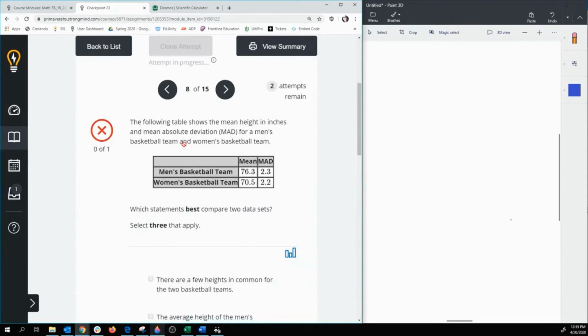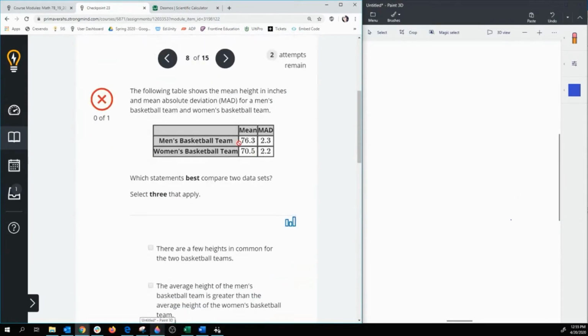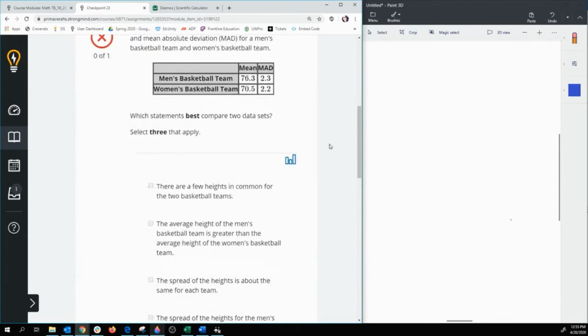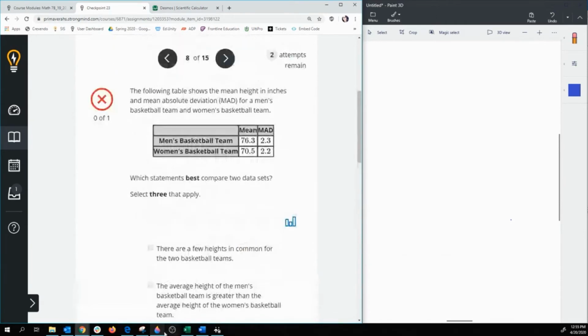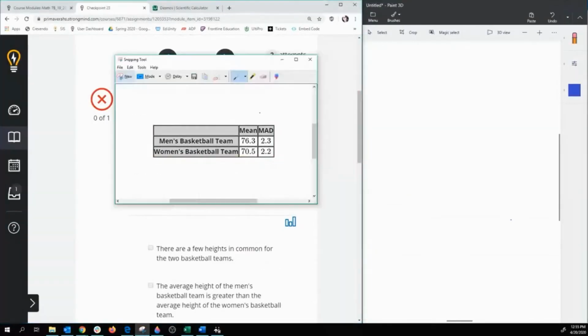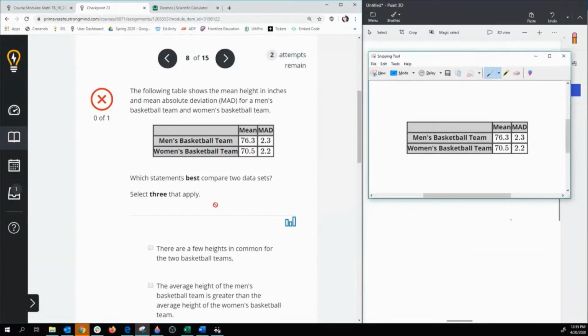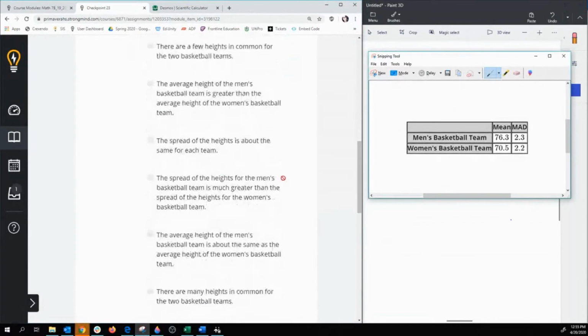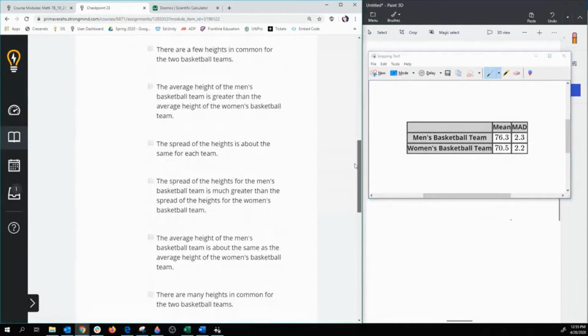All right, number 8. We have this following table that shows the mean and mean absolute deviations for heights of women's and men's basketball teams. Which statement best compares the two data sets? We want to select 3 that apply. So let me take a screenshot of this table so that we can see it when I scroll down here. Again, we are picking 3 of these that apply.